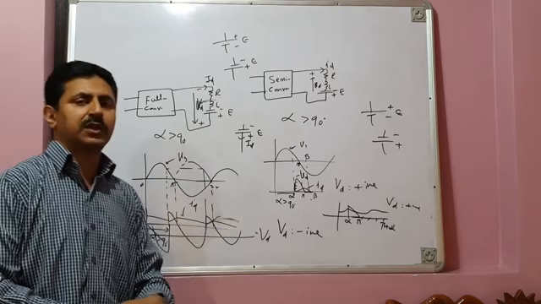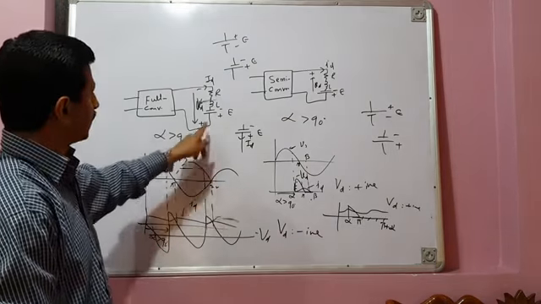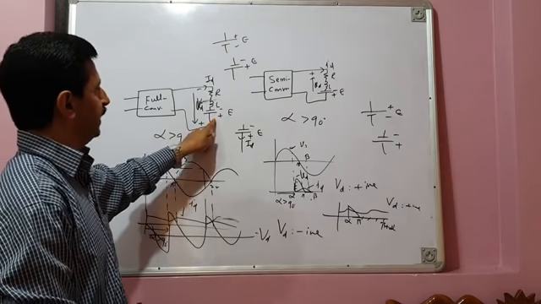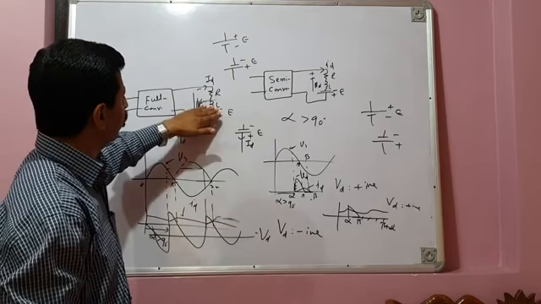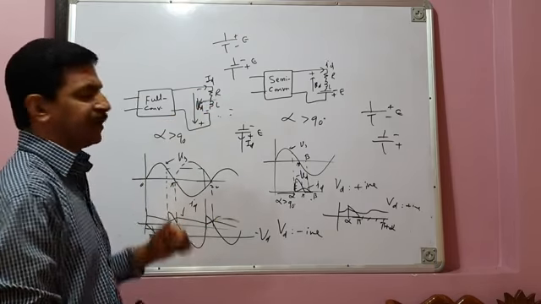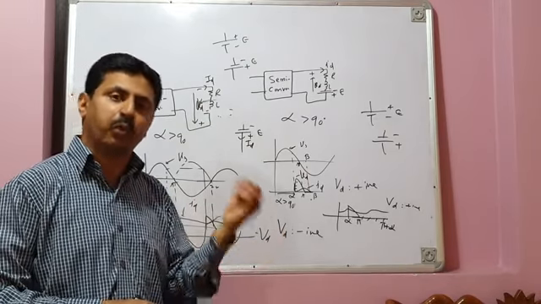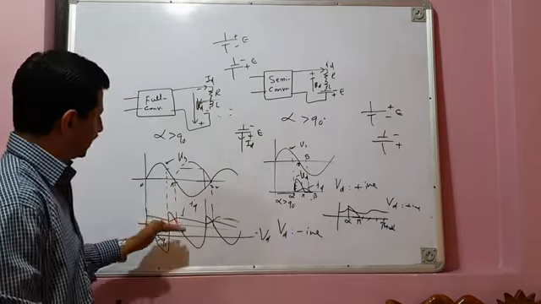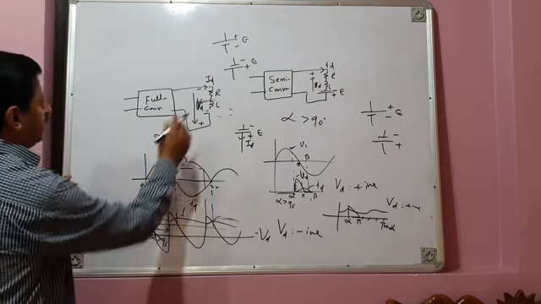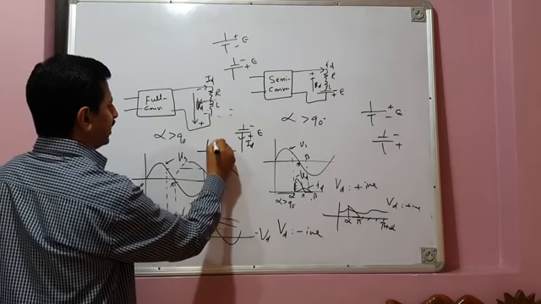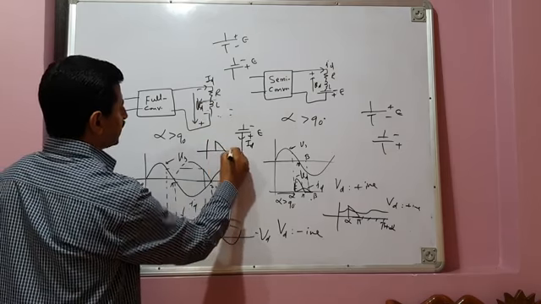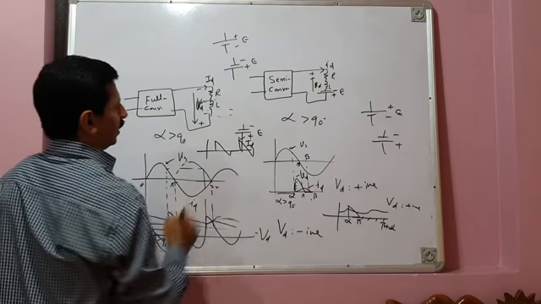So average output voltage will be negative. Therefore, it is only because of the presence of this E that your average output voltage becomes negative. If this E would not have been there, then your average output voltage would have been positive, because in that case, the negative segment of voltage, say for example, if E would not have been there, and for alpha greater than 90 degrees, you have already seen in one of the previous lectures, this would have been the load voltage.